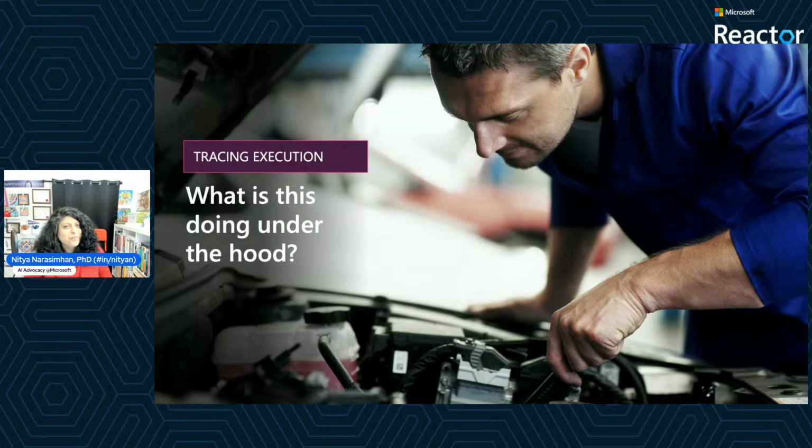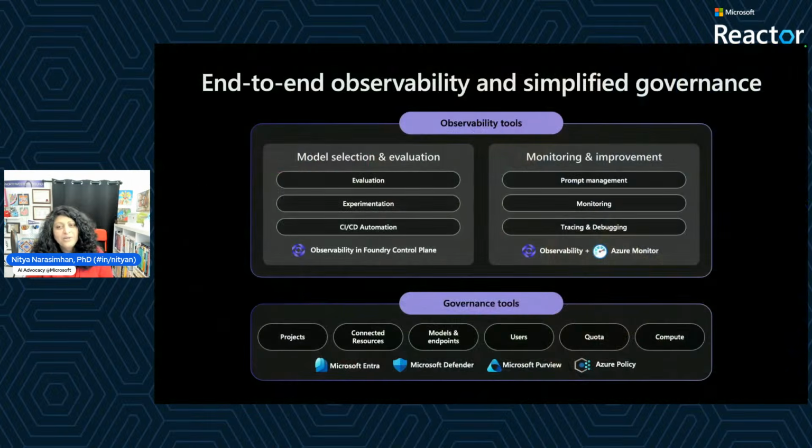But really, at the end of the day, what do we want? We want to know, is this thing doing the right job under the hood, right? So what is it doing under the hood? And this is where end-to-end observability really matters. What does observability mean? Observability is about having your system give you data that you can then look at to understand whether it's behaving the way it should.